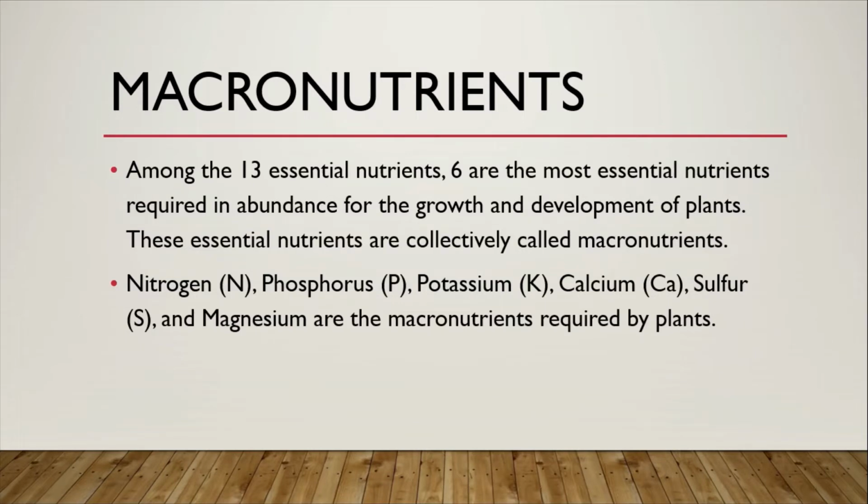Macronutrients. Among the 13 essential nutrients, 6 are the most essential nutrients required in abundance for the growth and development of plants. These essential nutrients are collectively called macronutrients. These include nitrogen, phosphorus, potassium, calcium, sulfur, and magnesium. Mg are the macronutrients required by plants.